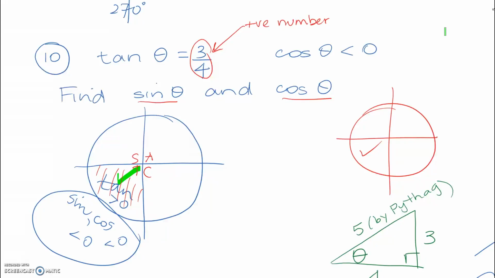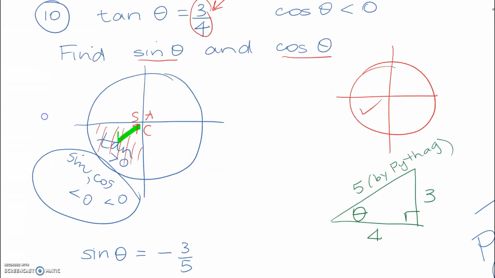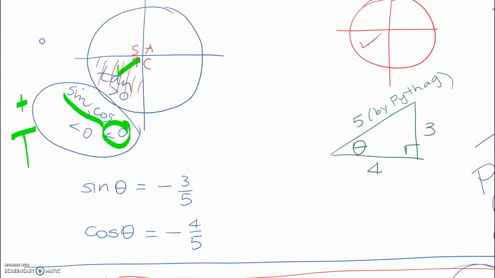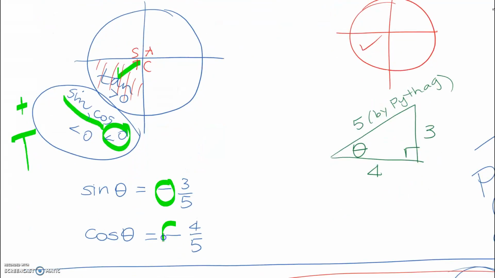Okay, so now I need to decide, well, what are sine and cos in that third quadrant? Tan's the only one positive in there. Tan was positive here. So sine and cos are both less than 0. Okay, so I know my answers are going to be less than 0, and let's have a look. See that? They're both negatives. Well, where's this 3/5 and 4/5 come from?